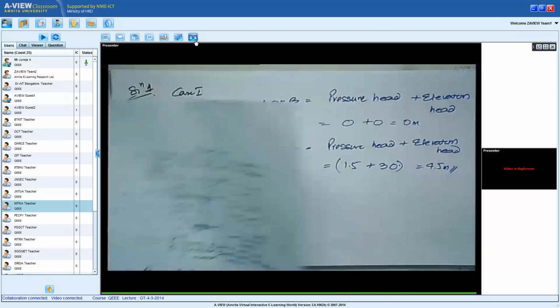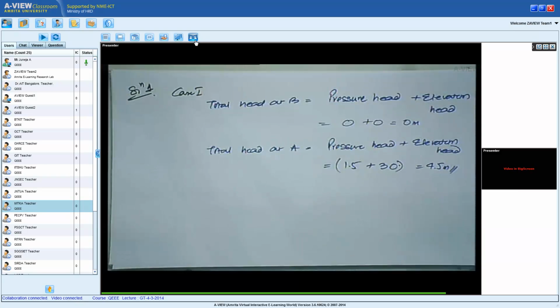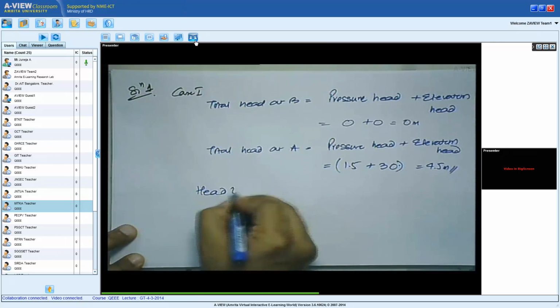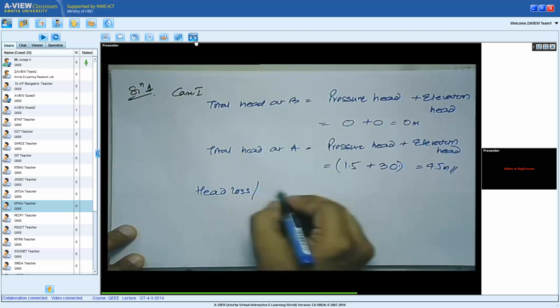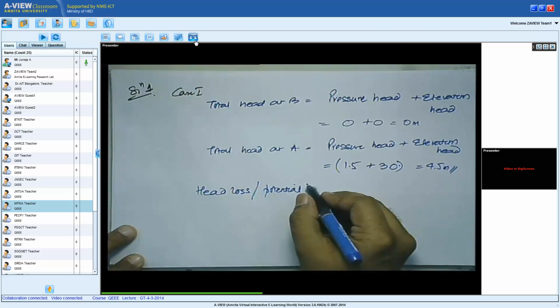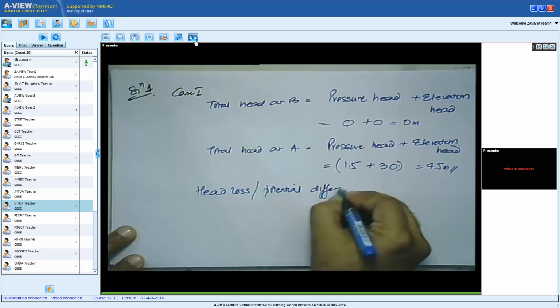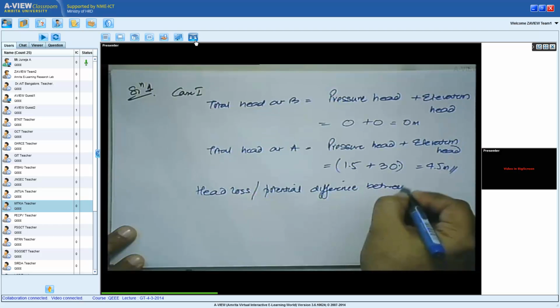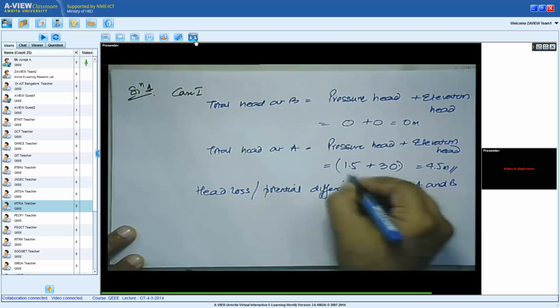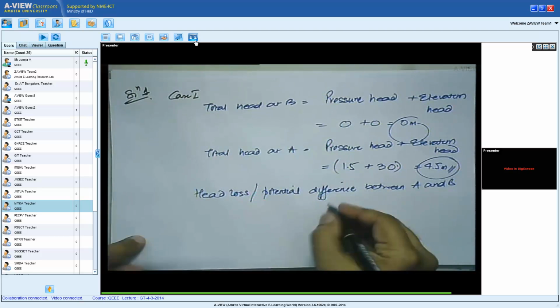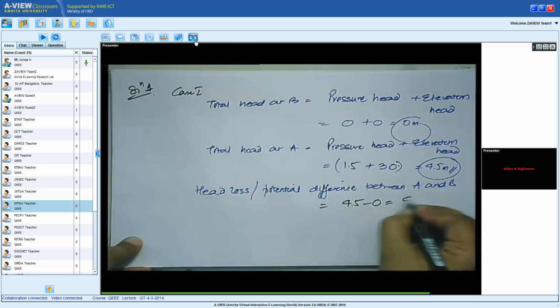Okay, so head loss, or the potential difference between A and B. Remember, it's just English, just to confuse people. It's in fact simply head loss, but we can also write it as potential difference between A and B. So it's the difference between this value and the 0 value. So that equals 4.5 minus 0, or 4.5 meters.